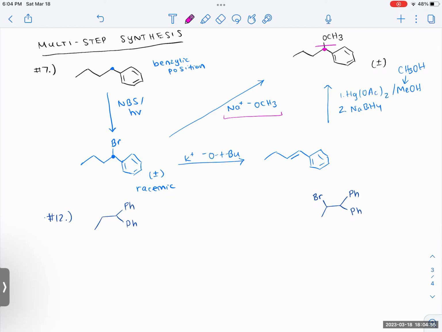So you basically just solved it, because then I can use NBS and light to put the bromine there, and then I just do a substitution.